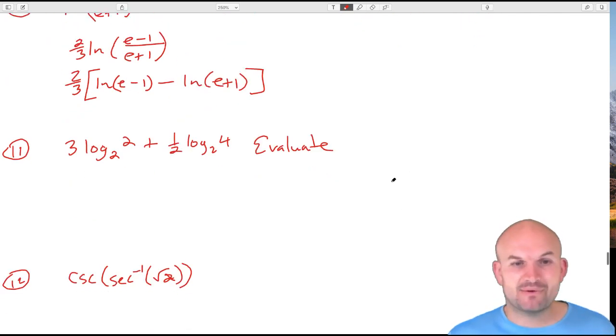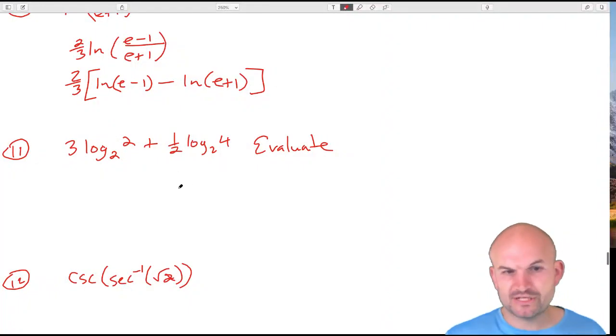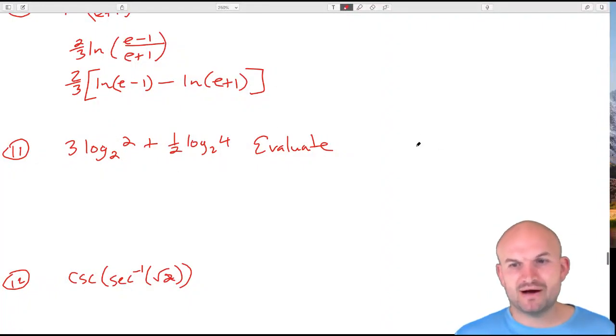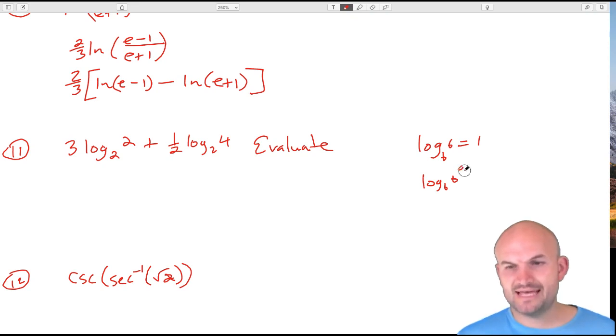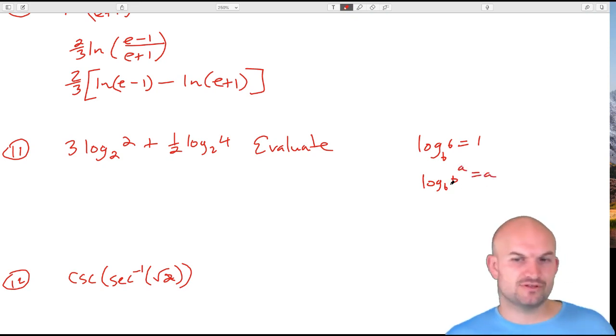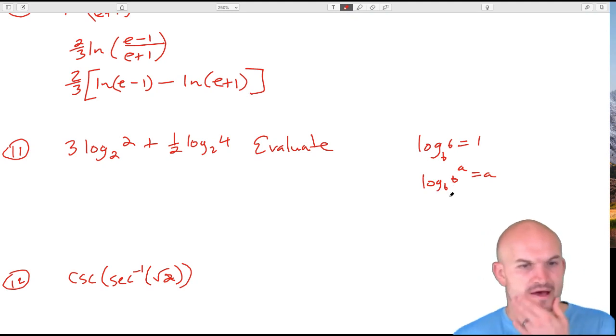The next one is evaluate. So again, using rules of logarithms. So there's a couple different ways we could do this. We obviously know that the log base b of b is just equal to 1. Or you could say log base b of b to the a is equal to a, right? So these are two logarithm rules. I'm using a's and b's.